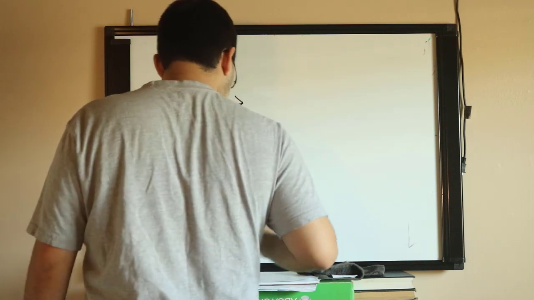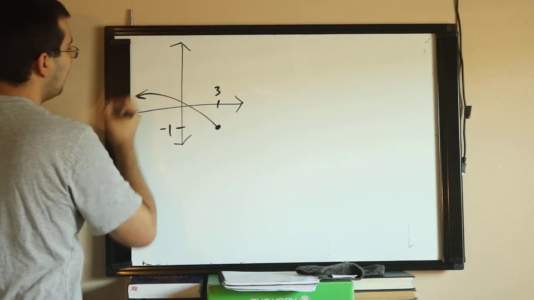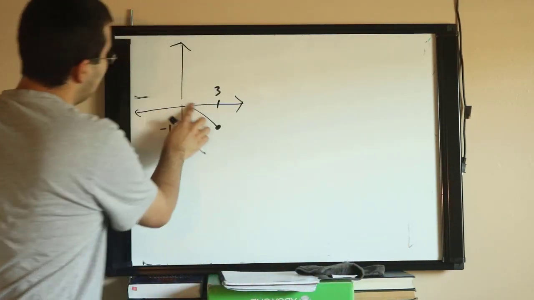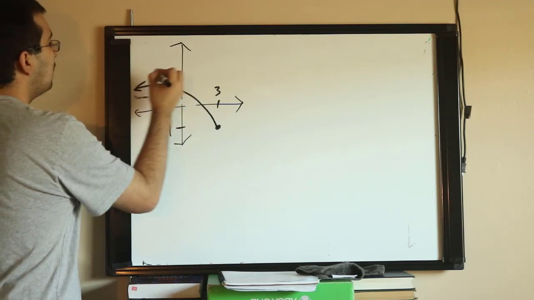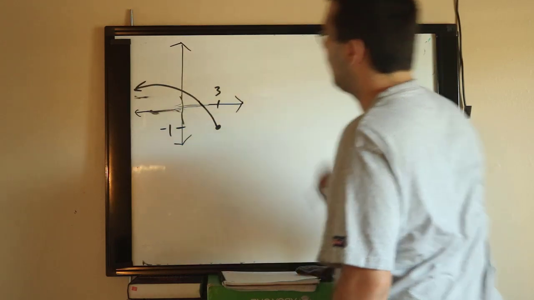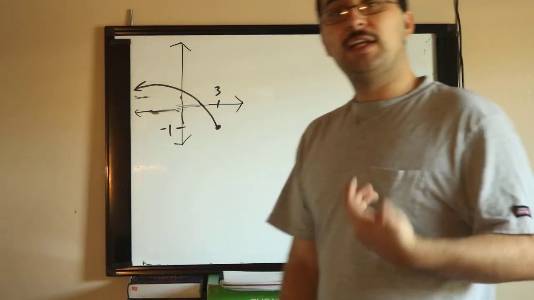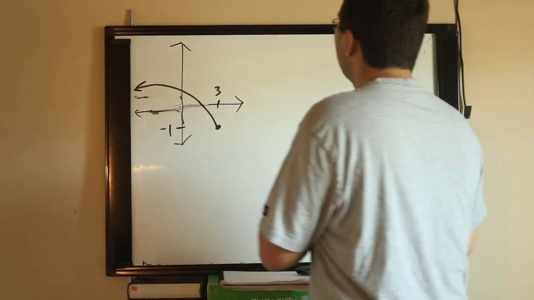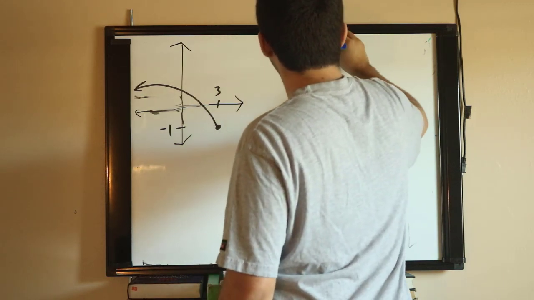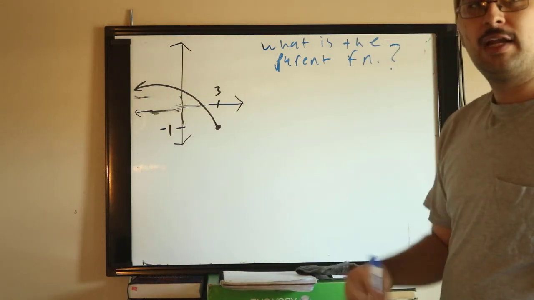So here will be the graph we're concerned with. Okay, so here's our graph. We want to identify the translations that have happened to this graph. And as always, before we even talk about translations, let's first identify what my parent function is. Alright, how do I identify the parent function?